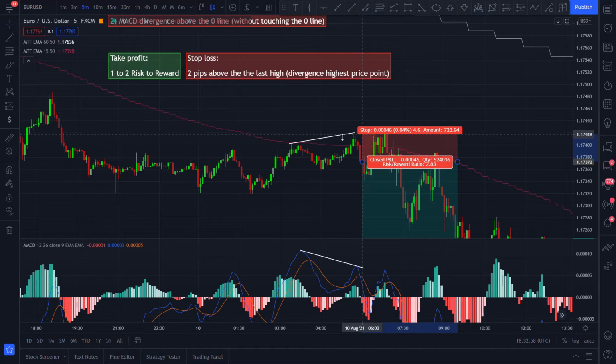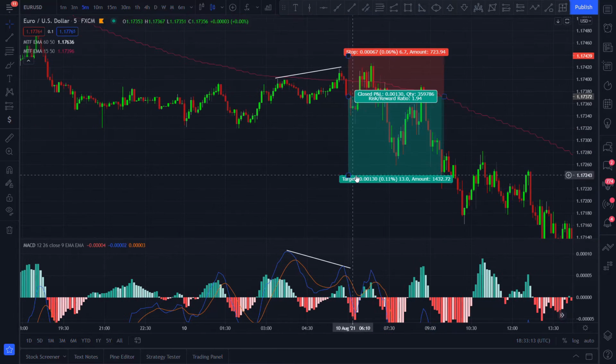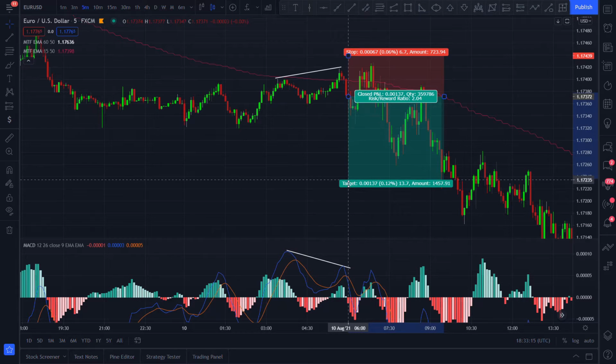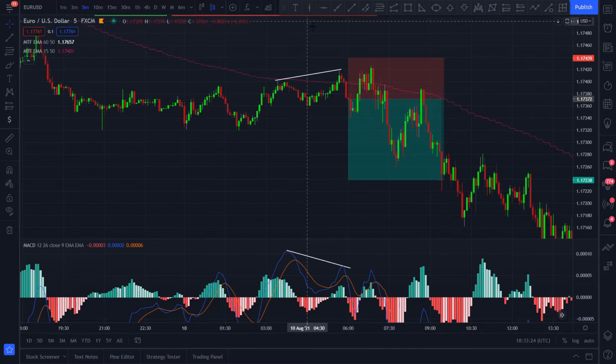We are going to set the stop loss 2 pips above the last high, or the divergence highest price point, which is going to be right around here. And we are targeting 2 to 1 risk to reward ratios, which is right there. And the price just hit our take profit right on this candle. So it's a winning trade.